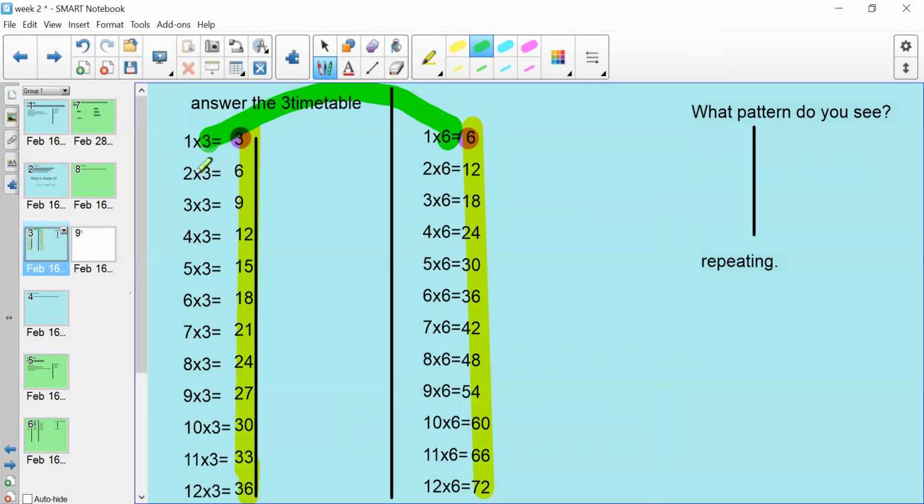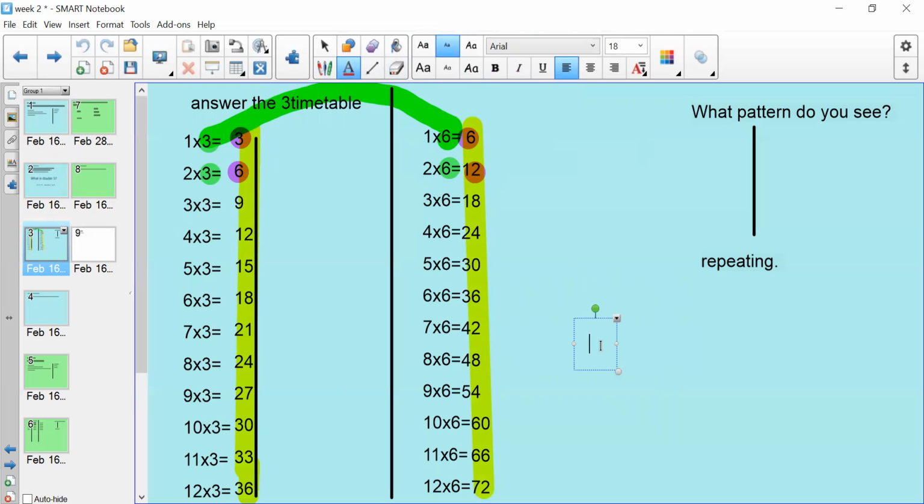So we're now multiplying by 3. So we double 3, which is 6. And then if we look at the answer, double 6 is 12. And the pattern continues for the rest of the times table.